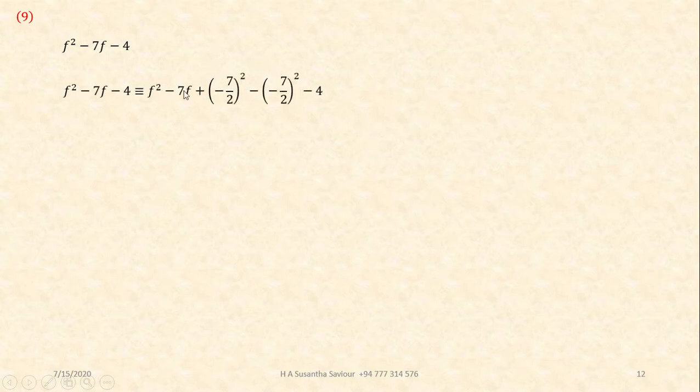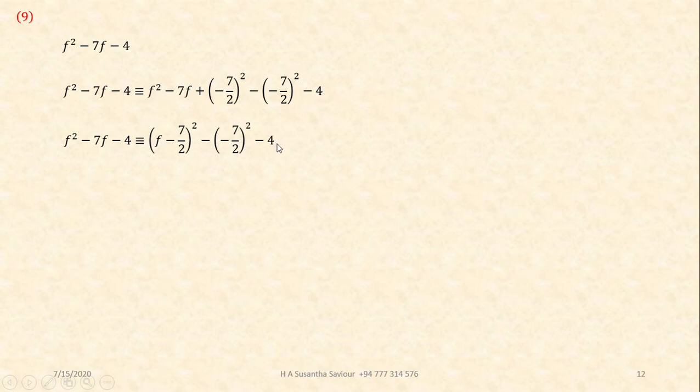Example number 9 will give you something like this. Again, f squared minus 7f minus 4. So half of the coefficient is minus 7 over 2. You square it and then subtract. So these three terms will come inside this. And then you can simplify this back again. This is 49 over 4.